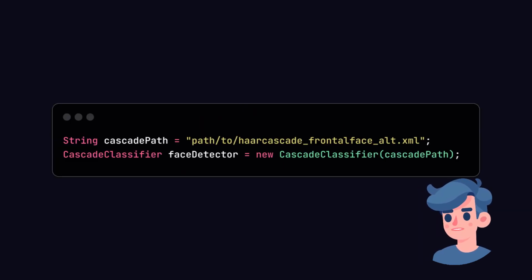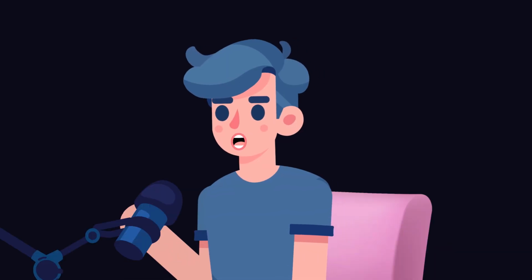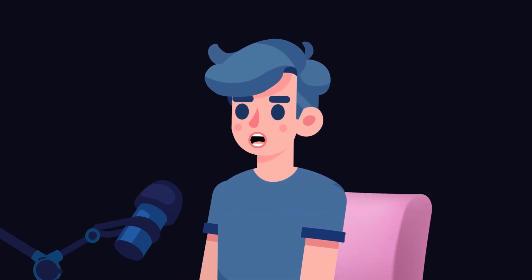To detect faces, we will use a Haar Cascade classifier. Let's prepare our classifier by adding the following code inside the main method. Make sure to provide the correct path to the Haar Cascade XML file. You can download it from the OpenCV repository.